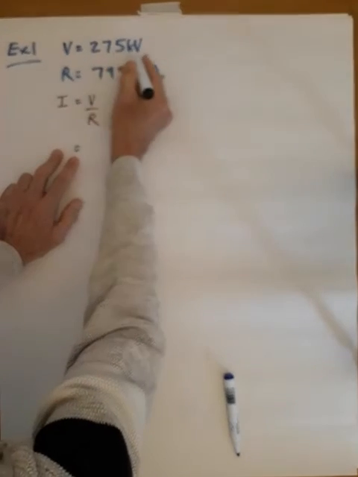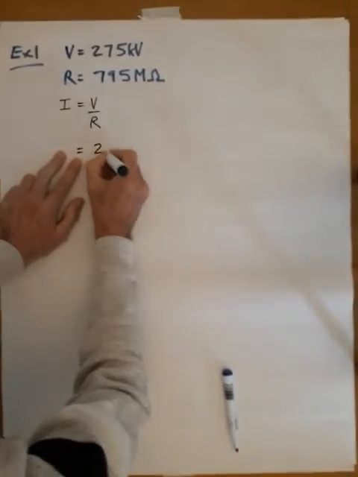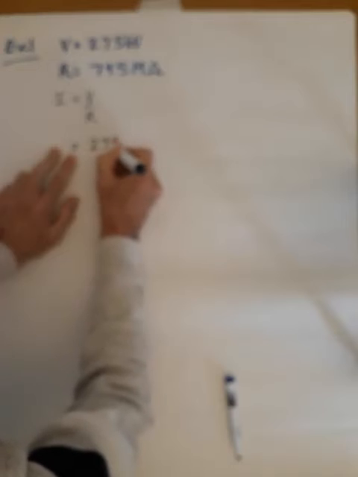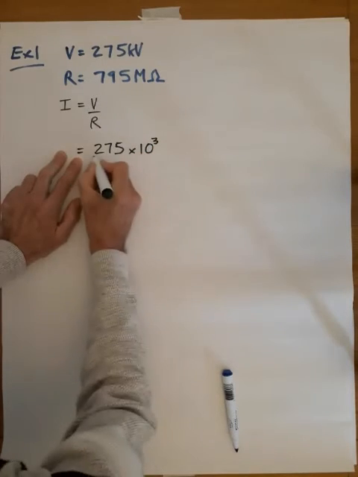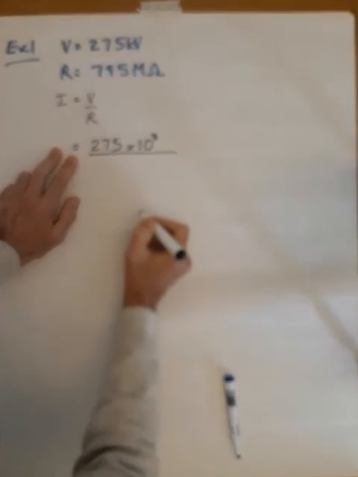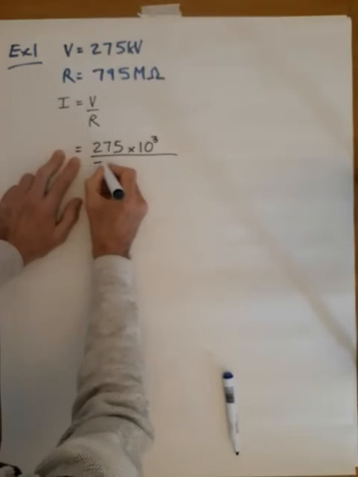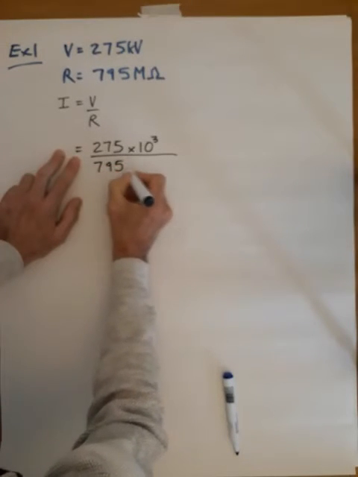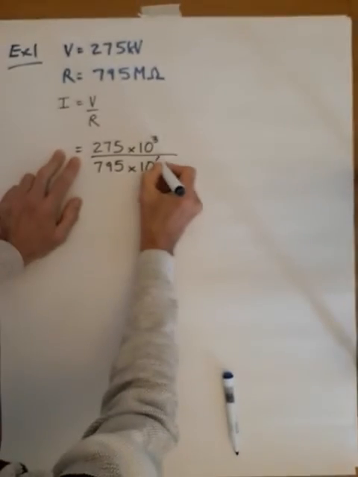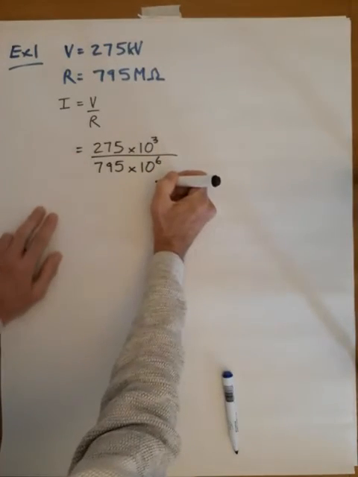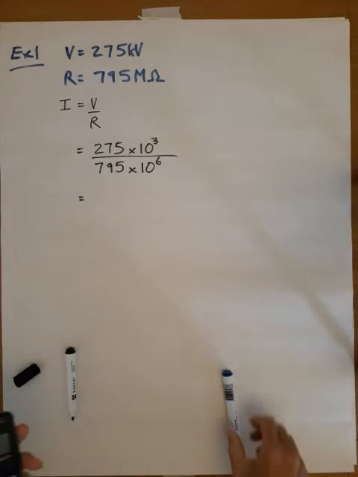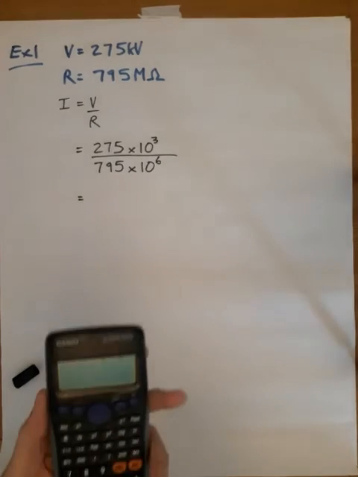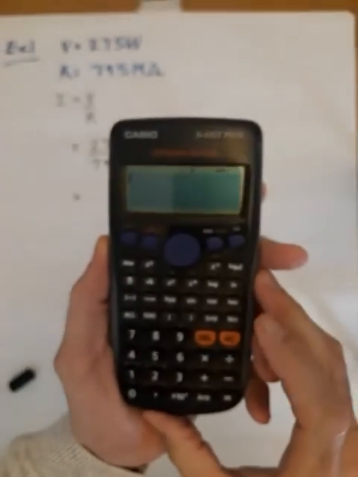equals, the voltage is 275 kV, 275, and K is times 10 to the 3. The resistance is 795 megohms, so 795 times 10 to the 6 for meg. And we then put that in our calculator and work out the answer. I'll try and show you this. If it doesn't work out, I'll do a separate video and add it in later.